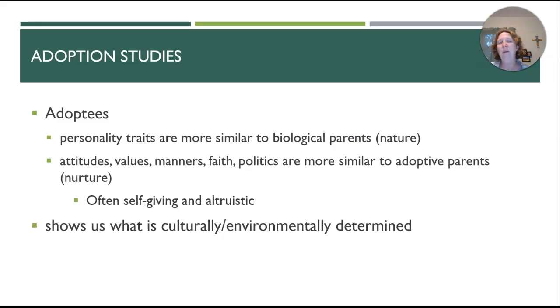We also know that adoptive parents tend to be often self-giving and altruistic, meaning they have these qualities where something drove them to want to bring a specific child into their life, and not just make a child and see what happens, if you will. And so a lot of times those traits specifically are passed on to their adopted children. Again, adoption studies show us what is culturally and environmentally determined.